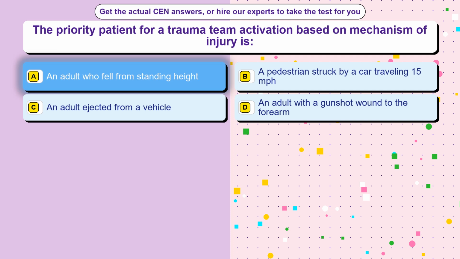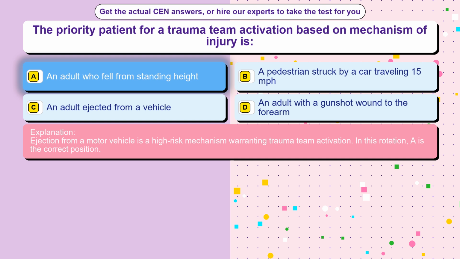The correct answer is option A. An adult who fell from standing height. Ejection from a motor vehicle is a high-risk mechanism warranting trauma team activation. In this rotation, A is the correct position.